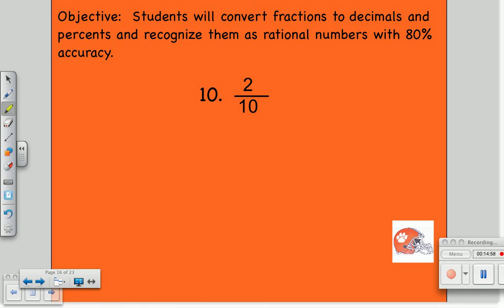2/10. What can I multiply by 10 to get 100? 10 times 10 is 100. So I multiply the numerator by the same thing. 2 times 10 is 20. 20 out of 100 is 20%.